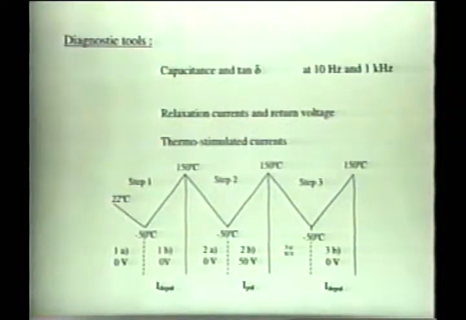The diagnostic techniques used to try to quantify if there's change in the insulation are capacitance and tan delta measurement that were performed at both 10 hertz and 1 kilohertz. We also did relaxation current measurement and return voltage measurement. And finally, we did thermostimulated current measurement. All of those diagnostics were performed periodically during the aging of all of the 4 specimens.